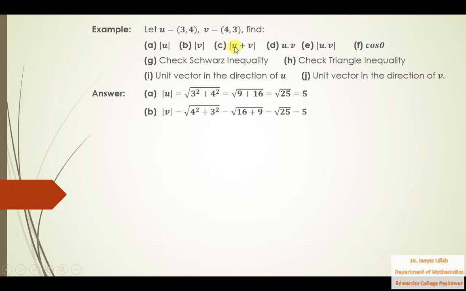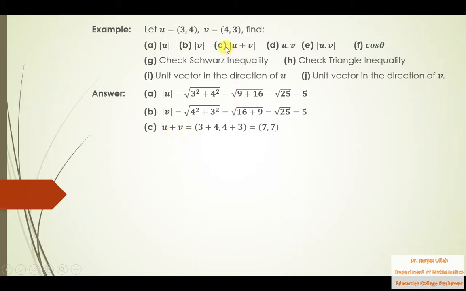The third part is you need to find the sum of u and v and then its magnitude. So first of all, you need to find the sum of these two vectors. How could you find the sum of two vectors? That is the sum of corresponding components, which was studied in the last lecture. If you want to find the sum of two vectors, that is the resultant of these two vectors, so that will be equal to the sum of first components comma the sum of second components. So that is the sum of those two vectors.